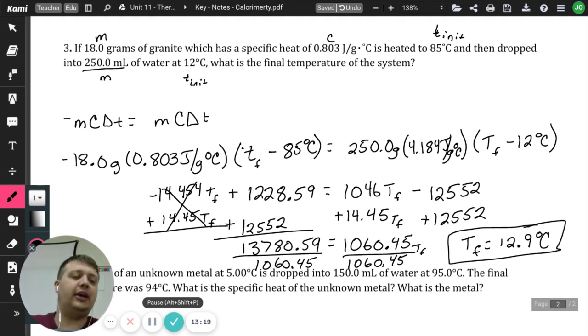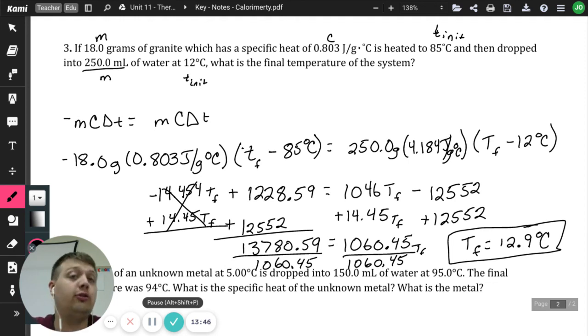All right, now I do want y'all to take a quick second and let's refer back to what we started with. So my granite started at 85 degrees Celsius. My water started at 12 degrees Celsius. So if we compare how their temperatures changed, the granite's temperature dropped by like 63 degrees, right? The water's temperature increased by 0.9 degrees. Well, why do we think that is?